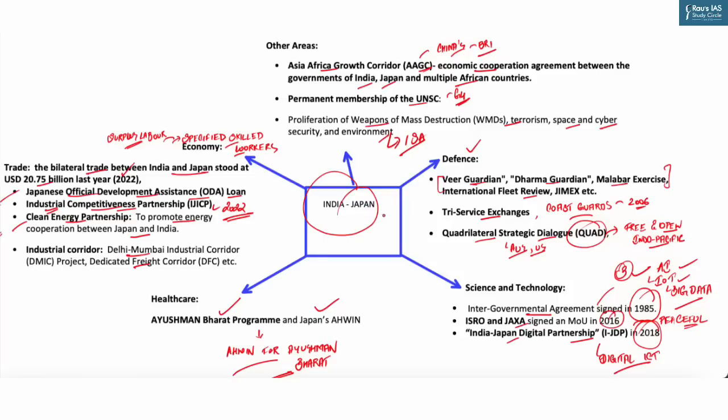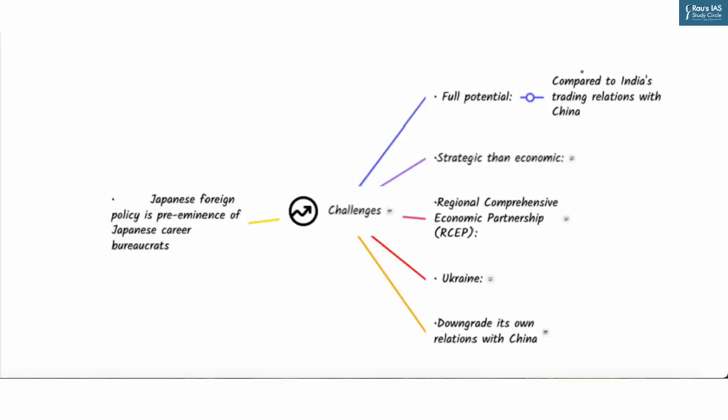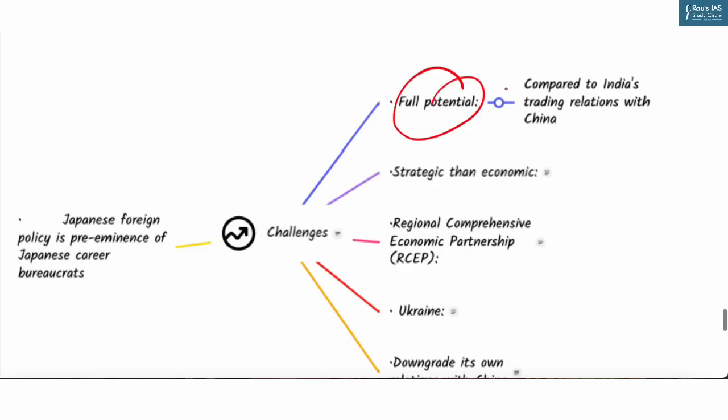But despite the good and thriving partnership between both countries, there are still a few issues that have kept the two nations distant from each other. The first challenge is full potential. How? Compared to India's trading relations with China, Indo-Japan ties have not yet reached their full potential. Second is strategy over economy. How? Rather than economics, strategy has been the main factor behind Indo-Japan relations. The economic pillar needs to be strengthened.